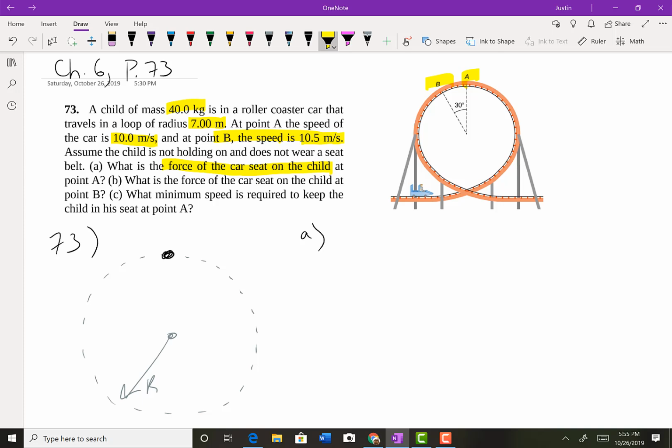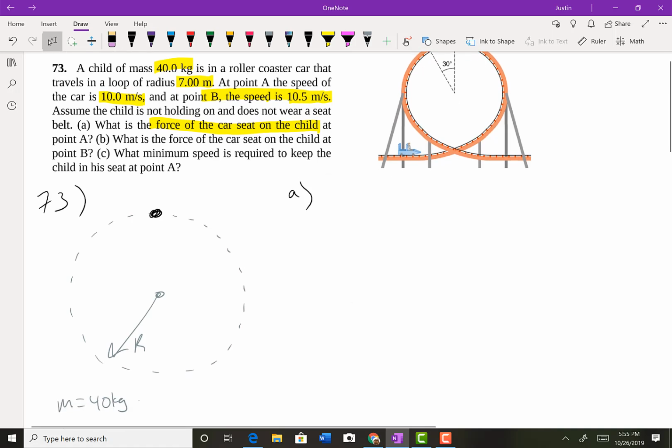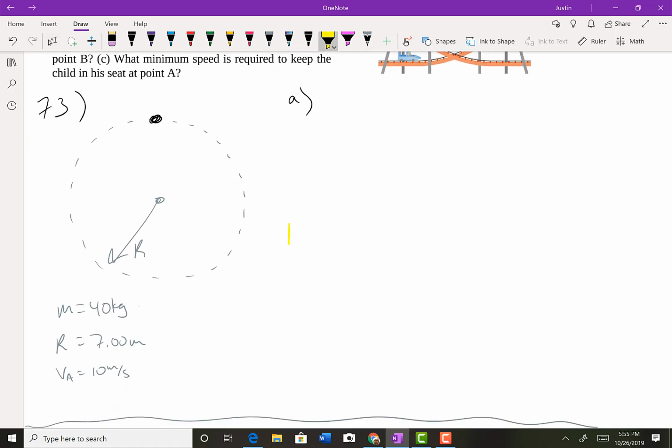All right. So once again, here's the diagram that you're doing. It's the one that's below the problem, not above the problem. I apologize. I wish this book would use figure notation to tell which figure to look at. But okay, I drew a diagram right here. I got my radius here, and this is my point of interest. It's asking what the force from the seat on the child is at the top. The mass of the child is 40 kilograms, the radius is 7 meters, and the velocity at this point is 10 meters per second.